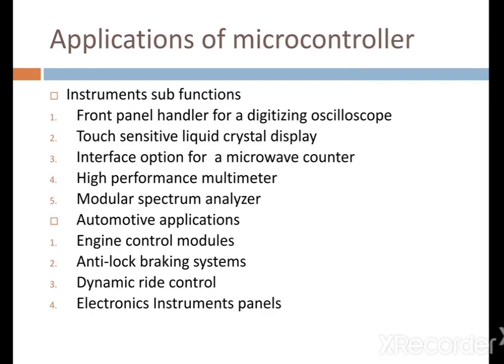Then next category is automotive application. Automotive application, that means automobile related application. In automobile related application, first engine control modules, then second anti-lock braking system, then third dynamic ride controls, and fourth electronic instrument panels.